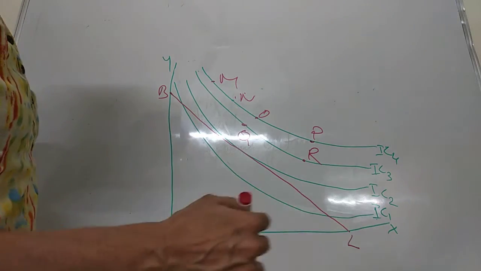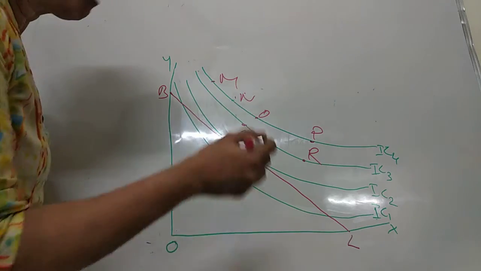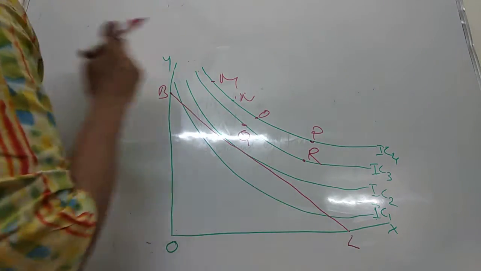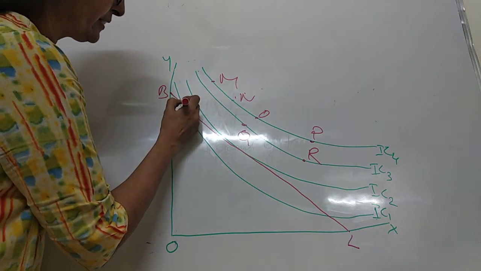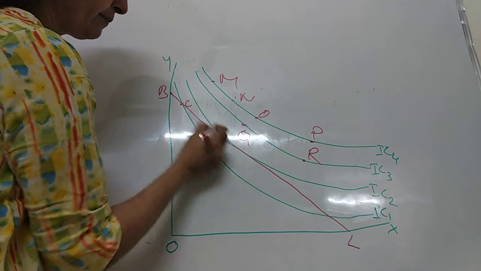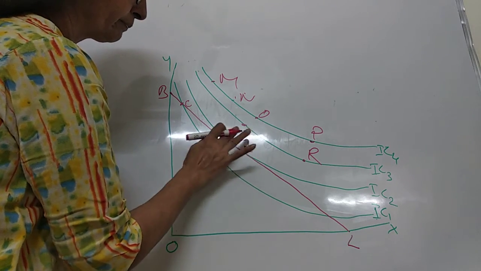So what I told you in the budget line, that the consumer equilibrium now will have to be analyzed keeping in mind the budget line. So let's see. Okay, so there is this combination. Let's name it as C. There is this combination. Let's name it as E.